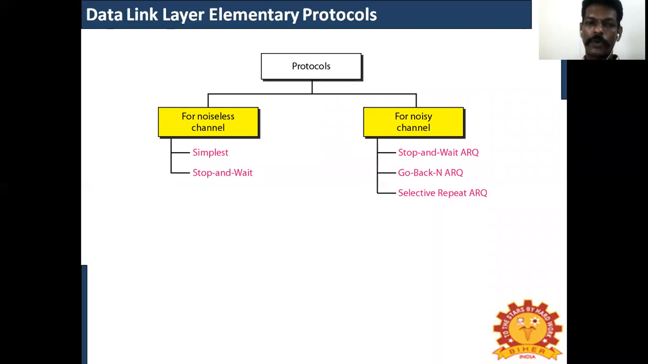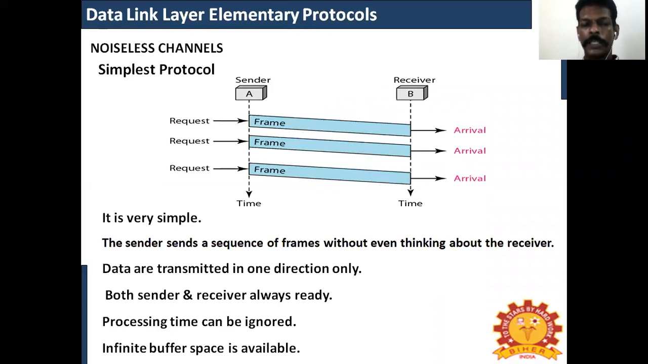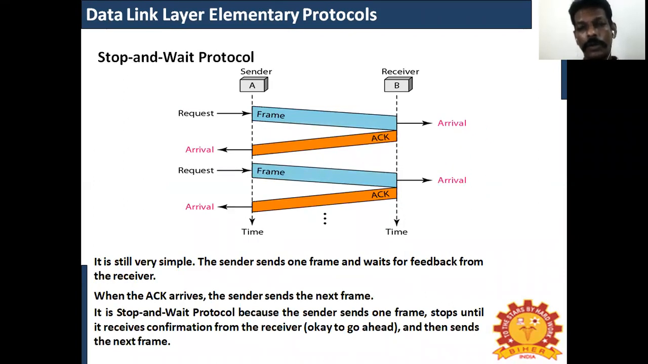Next, 2 different types of protocol: noiseless channel and noisy channel. In the case of the noiseless channel, there is the simplest protocol and the stop and wait protocol. In the case of the noisy channel, there is stop and wait ARQ, go back N ARQ, and selective repeat ARQ. In the case of the simplest protocol, without thinking about the receiver, we send n number of frames. There will be no acknowledgement. So the data will be transmitted in only one direction. Next is the stop and wait protocol.